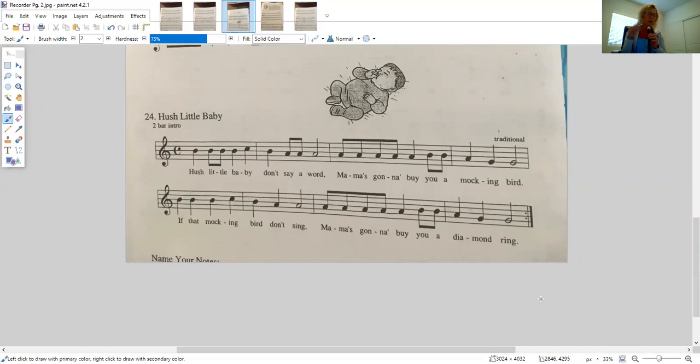I'm going to go a little slower because it's a song for the baby, right? Hush, little baby. I'm going to sing it, or play it like a lullaby. Here I go. 3, 4.